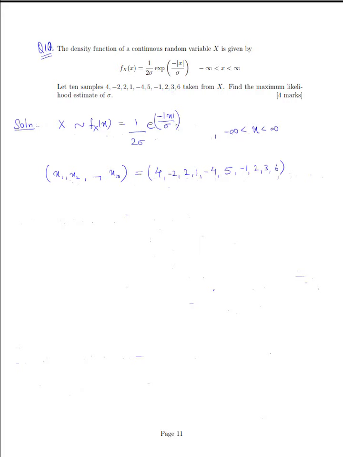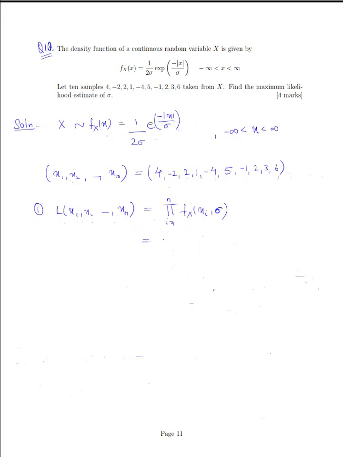So how do we find the maximum likelihood estimate of a parameter? The first step is we find the likelihood function. So we have L(x1, x2 up to xn). If we have a sample of size n, it is written as product of f_X(xi) with the parameter theta. In this case the parameter is sigma, so let's write it as sigma, i varying from 1 to n. Now the sample size is 10 and f_X(x) is given as 1 upon 2 sigma e to the power minus mod x by sigma.